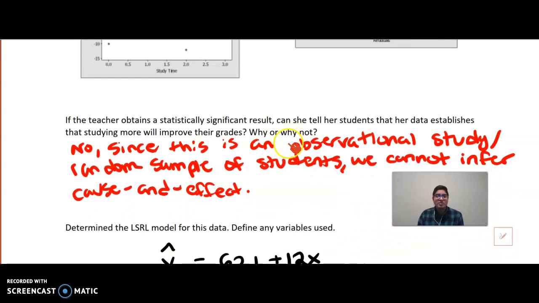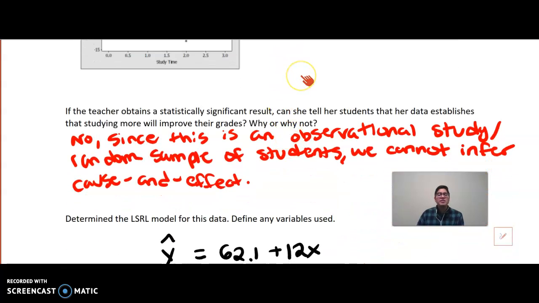So the first question is, if the teacher obtains a statistically significant result, can she tell her students that the data establishes that studying more will improve their grades? Why or why not? Well, no, this is an observational study of a random sample of students. Thus, we cannot infer cause and effect. We can simply infer a type of association that exists.